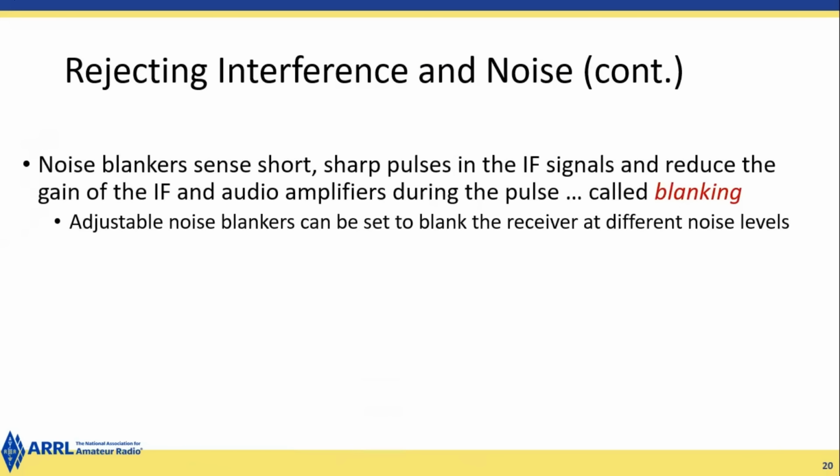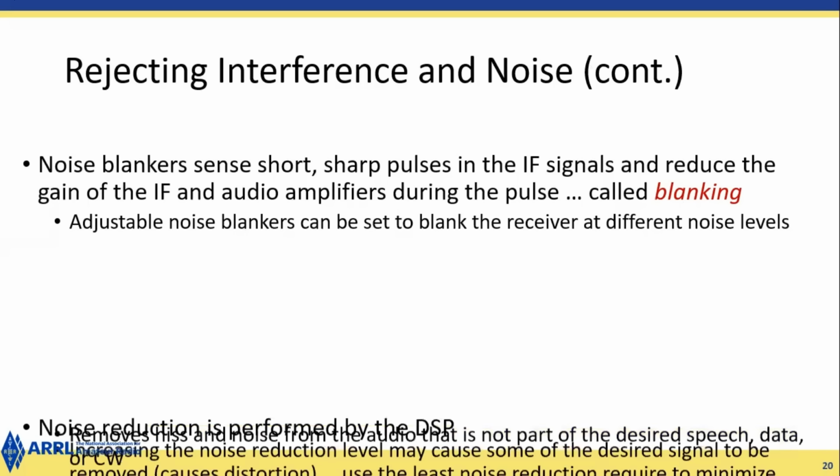Some other ways to reduce noise. Noise blankers. They can sense sharp pulses in the IF signal and reduce the gain of the IF and audio amplifiers during the pulse. It's called blanking. Your noise blanker can be set to blank the receiver at different noise levels, so you have to play around with that. They do work. If you have some periodic noise that's going on, you can cut that in. It works pretty good.